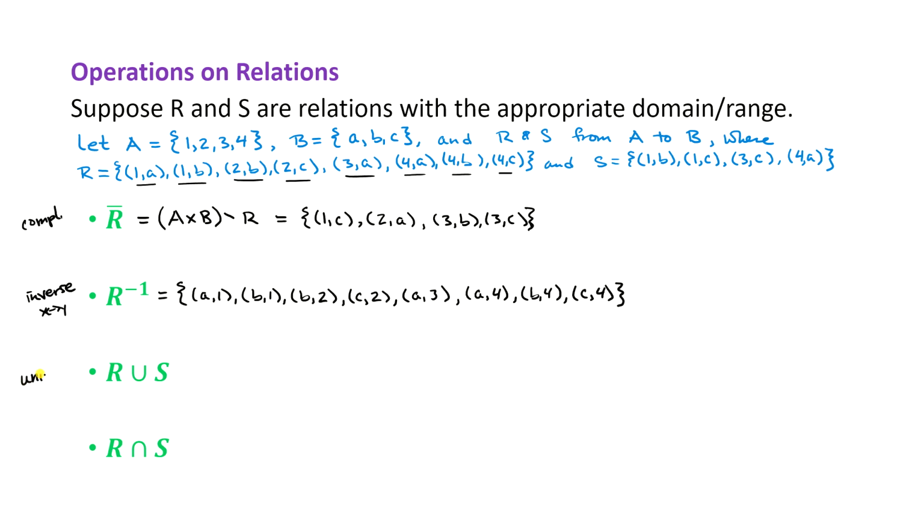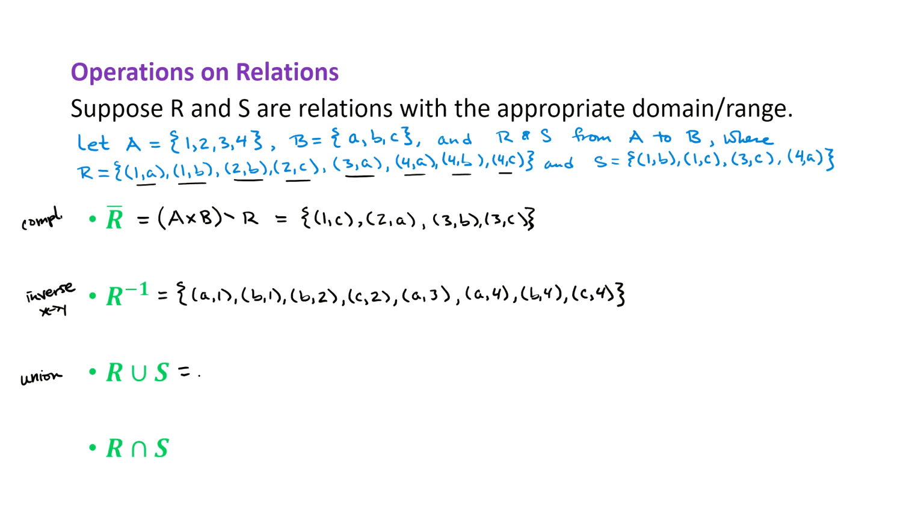Now, the next operation is union. Don't overthink it. As long as your 2 relations are built from the same cross product of, in our case, A cross B here, you just union up the ordered pairs like you normally would back with sets. So we're just going to merge all of these ordered pairs.